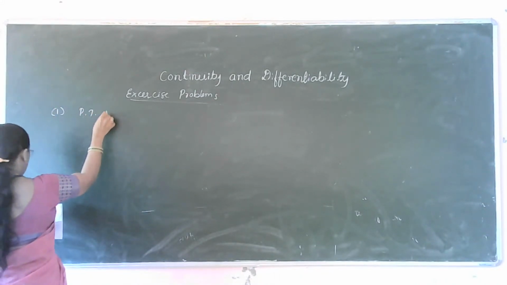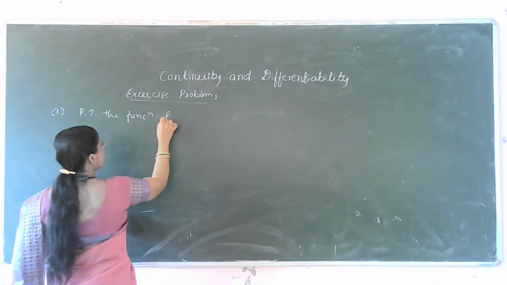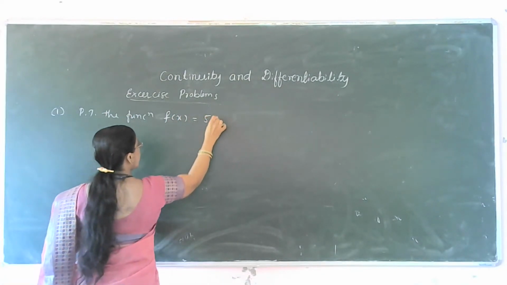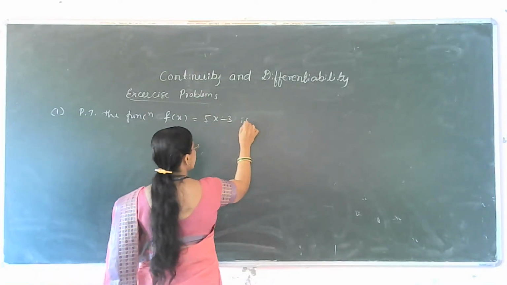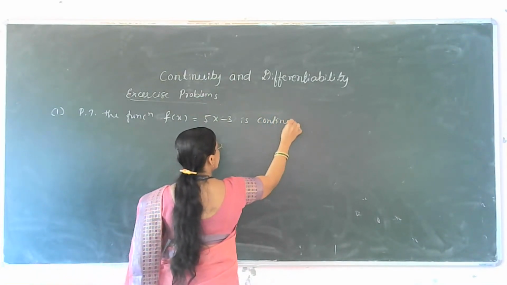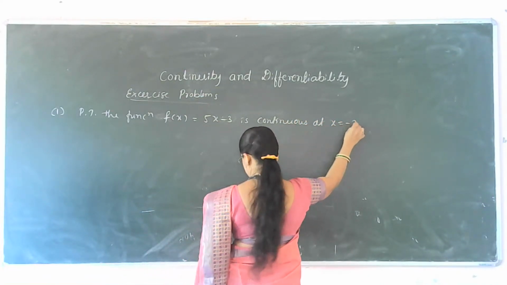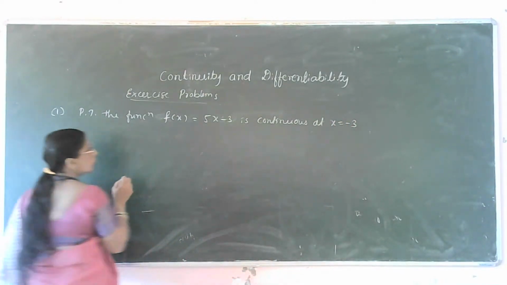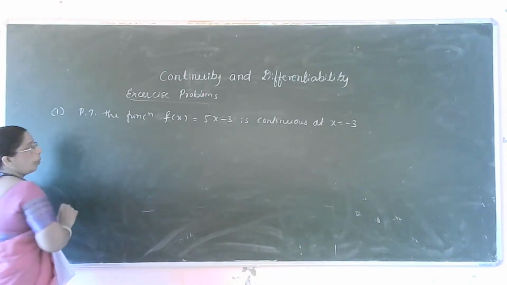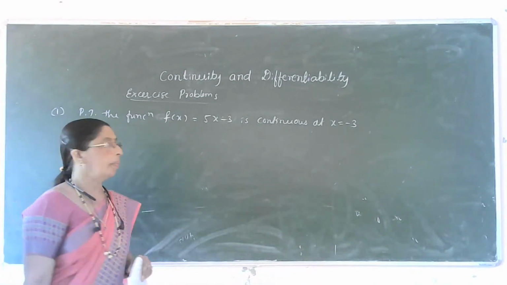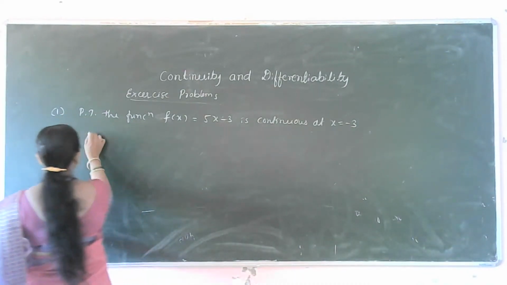First problem: show that the function f of x equal to 5x minus 3 is continuous at x equal to minus 3. Here, first we find the value of the function at x equal to minus 3, and then we take the limit.